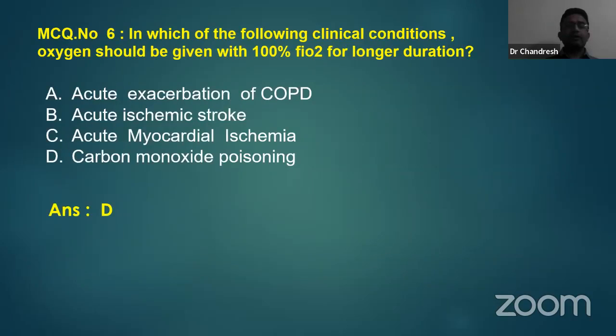Carbon monoxide poisoning. Because 100% FiO2, that too for a very long duration, is definitely not the ideal condition for a COPD patient. You should never do that. In a patient who has recently developed stroke or myocardial ischemia, if there is hypoxia and their saturation level is less than 96%, it is advisable that the patient should receive oxygen therapy. But still, 100% FiO2 for a longer duration has no role in these two acute conditions. In carbon monoxide poisoning, yes, it is advisable. Next.